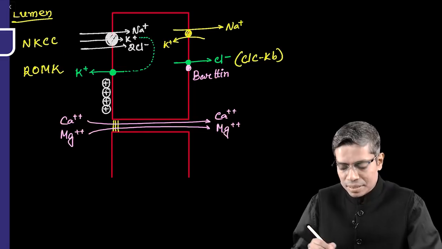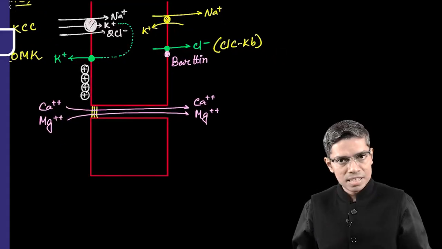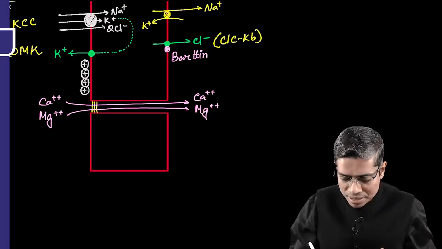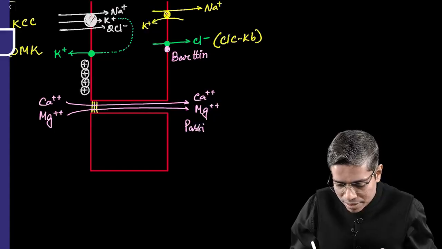So if I ask you, this kind of calcium reabsorption and magnesium reabsorption, what kind of reabsorption is it, active or passive? Obviously, this reabsorption is occurring through the paracellular pathway.